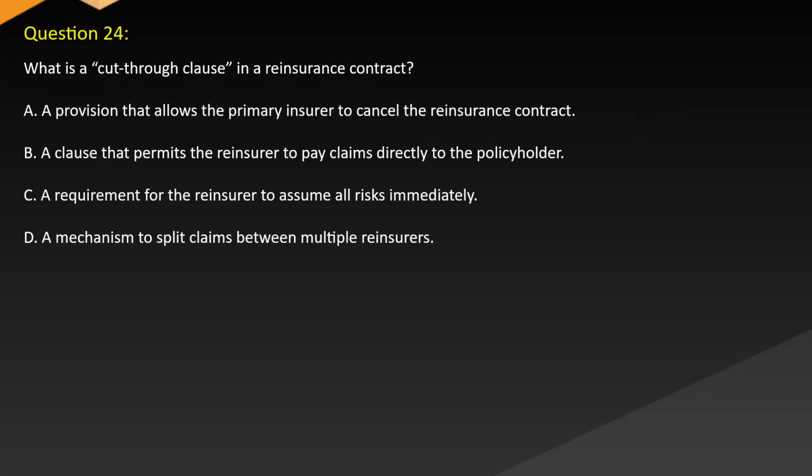Question 24. What is a cut-through clause in a reinsurance contract? A. A provision that allows the primary insurer to cancel the reinsurance contract. B. A clause that permits the reinsurer to pay claims directly to the policyholder. C. A requirement for the reinsurer to assume all risks immediately. D. A mechanism to split claims between multiple reinsurers.